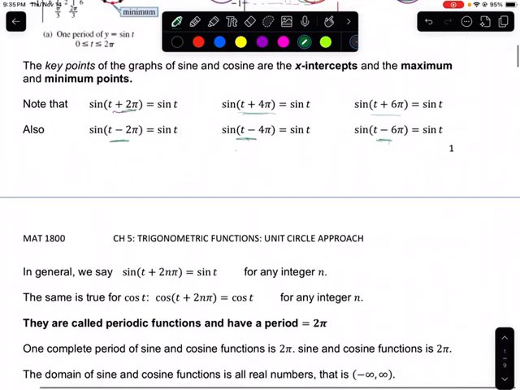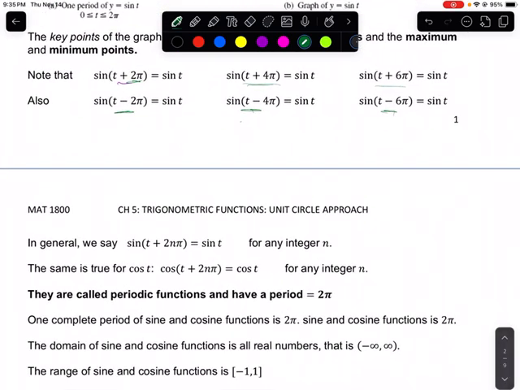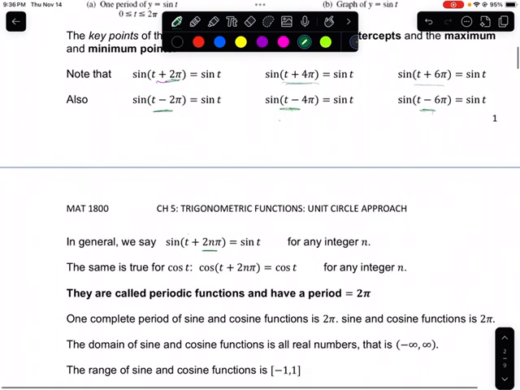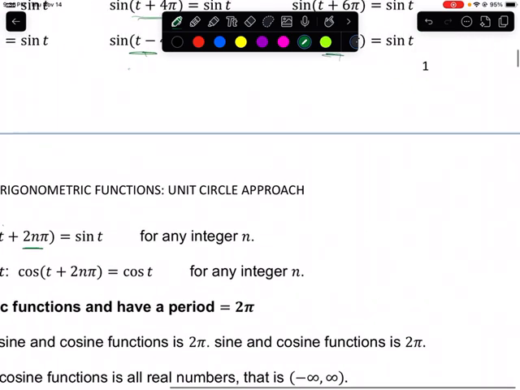When this happens, we say that it's a periodic function. We can say that sine of t plus 2 n pi, where n can be plus or minus 1, 2, 3, 4, and so on, and also it can be 0, equals sine of t. The same will be true for the cosine. I haven't drawn the cosine function here, but you can try on your own.